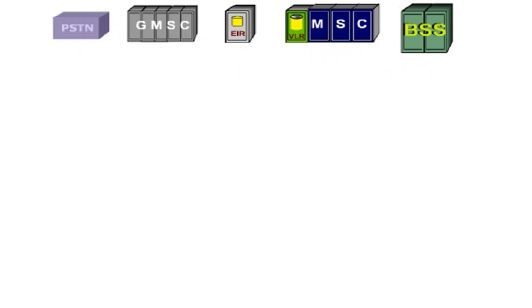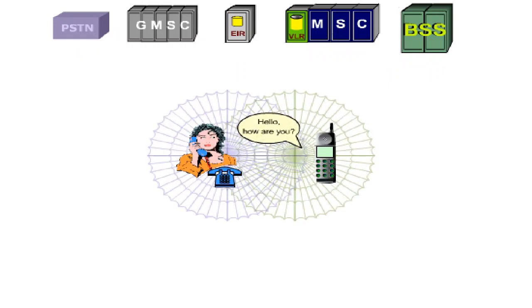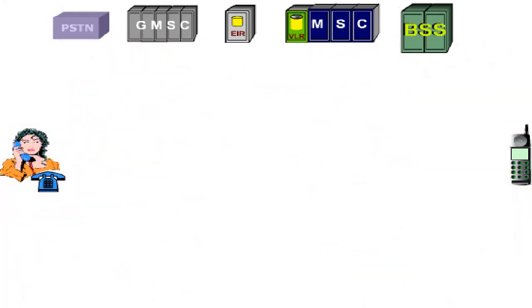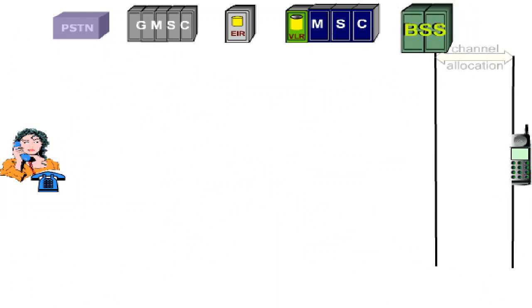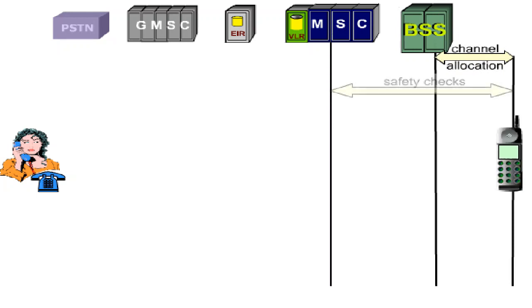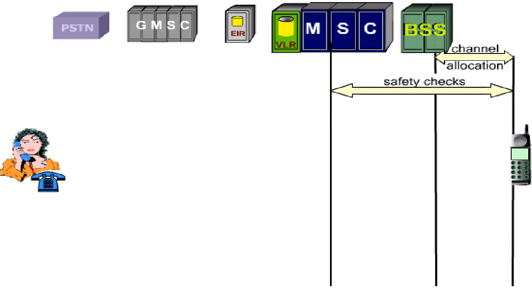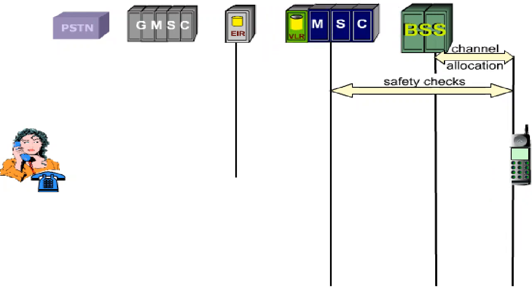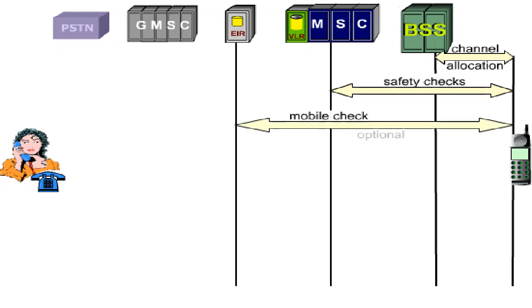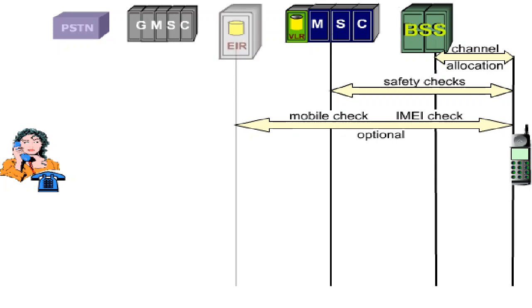If a call is made to a PSTN, the following communication procedures take place between the network elements. First, the BSS and the mobile station agree on channel allocation. When this is done, necessary safety checks relating to the subscriber are carried out between the mobile station and the serving MSC VLR. The mobile check is optional, depending on the network operator. The IMEI, which is transmitted in encoded form through the air by the mobile station, is sent to the Equipment Identity Register, EIR, that checks the authorization of the terminal used.